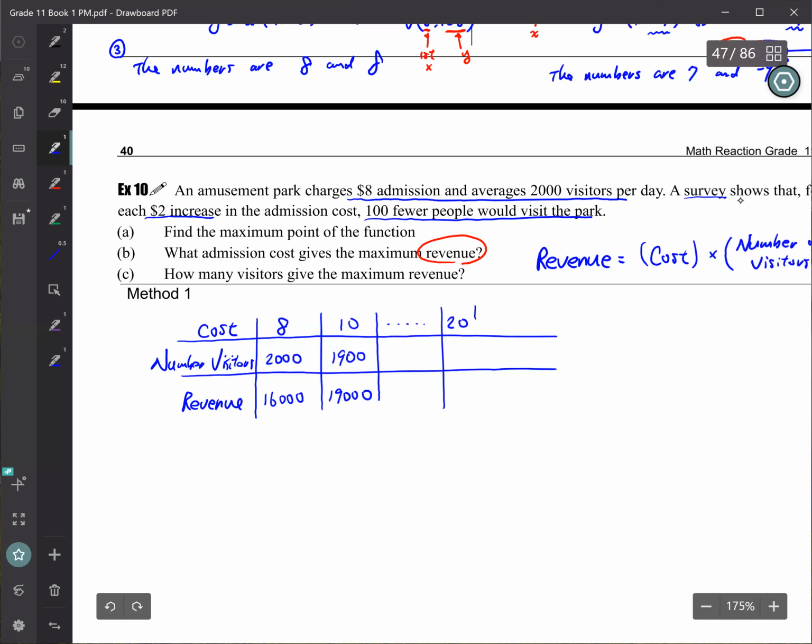So if it's $20, how do we find out how many visitors come to the park then? Okay, so everybody try it. Think about it. Now we have $20 as our cost. How many visitors come now?